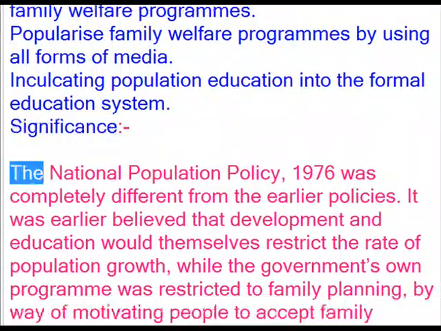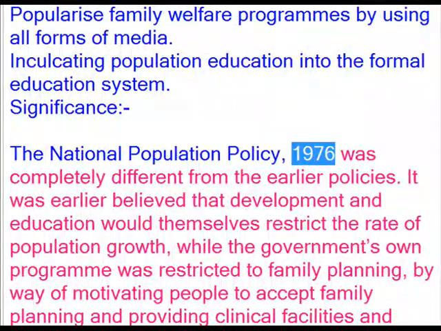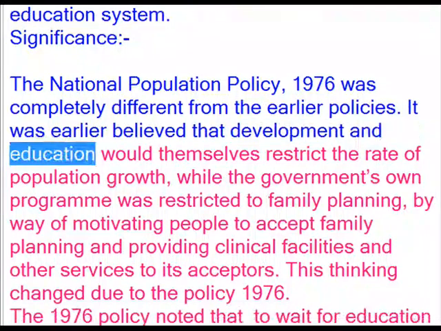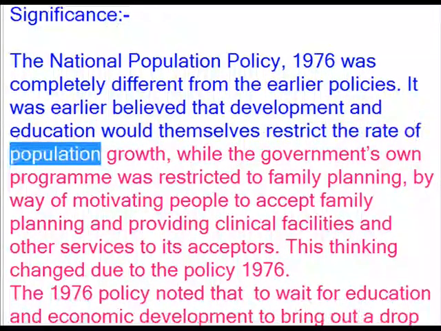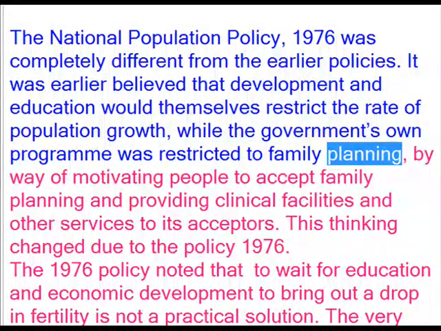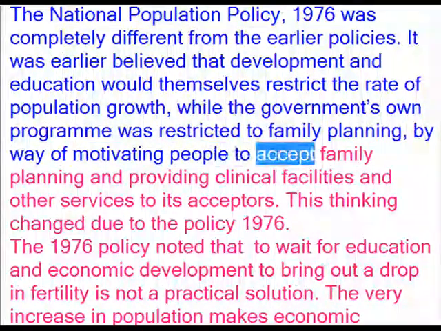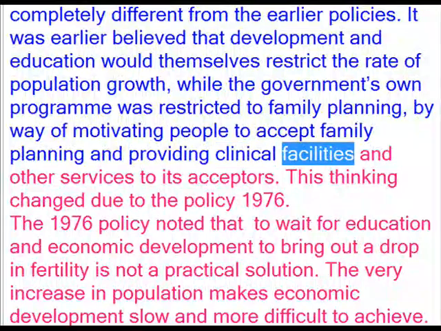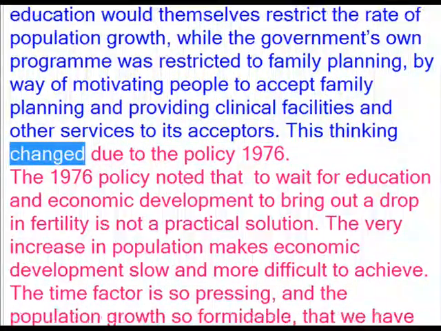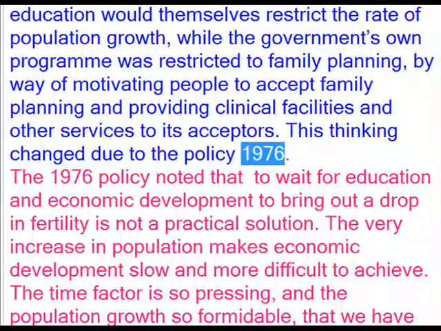Significance: The National Population Policy 1976 was completely different from the earlier policies. It was earlier believed that development and education would themselves restrict the rate of population growth, while the government's own program was restricted to family planning, by way of motivating people to accept family planning and providing clinical facilities and other services to its acceptors. This thinking changed due to the policy of 1976.